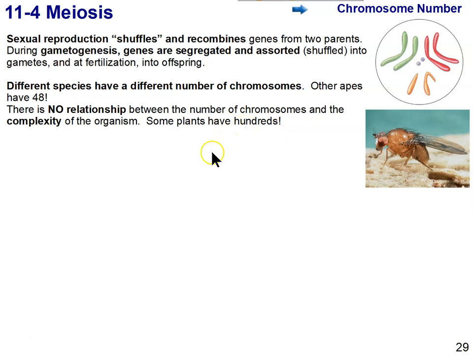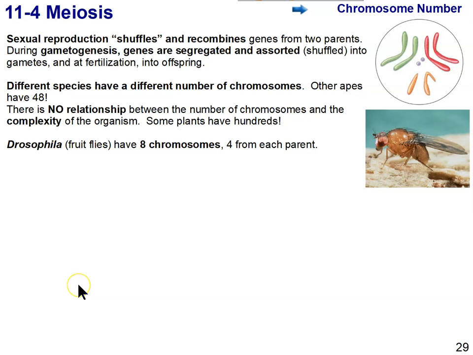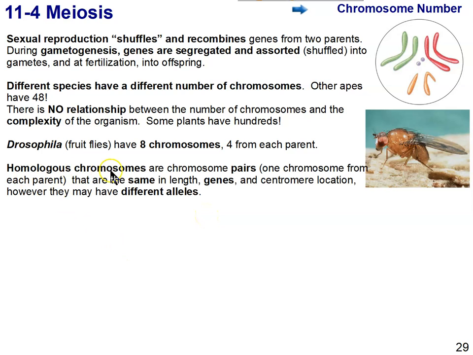and you may not consider plants to be more complex than humans, which only have 46. So as I mentioned, what we're looking at here is Drosophila, which is the genus of fruit flies, and they have 8 chromosomes, 4 from each parent, just like you get 23 from each parent to total 46. And your 46 chromosomes, just like these 8 chromosomes for Drosophila, are in pairs, and they're known as homologous pairs, homologous chromosomes.